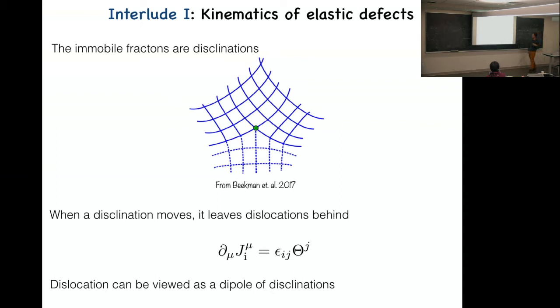If you define a current for dislocations, this one, and for disclinations, this one, then the current of dislocations does not satisfy a continuity equation. Instead it satisfies a continuity equation where on the right-hand side there is a current of disclinations. So what this equation tells you is that if you have disclinations and they are moving and their current is theta j, then the conservation law for dislocations is violated. So dislocations appear out of nowhere.